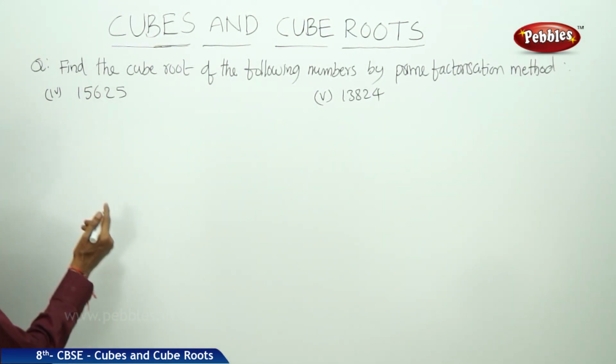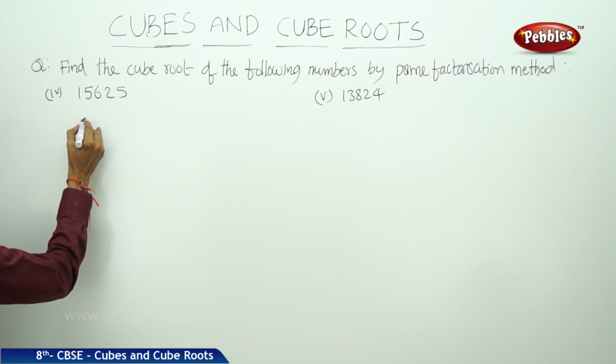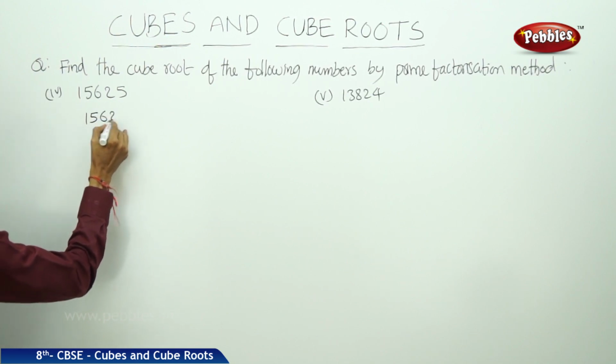Now the next question is 15,625. So we will factorize 15,625.